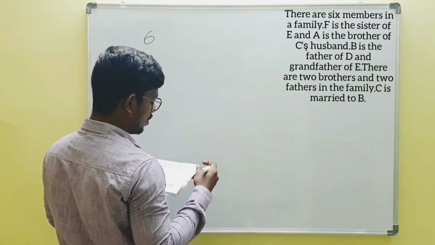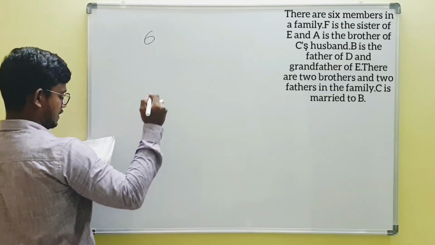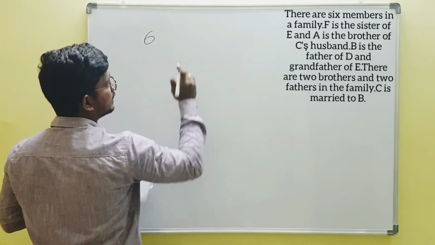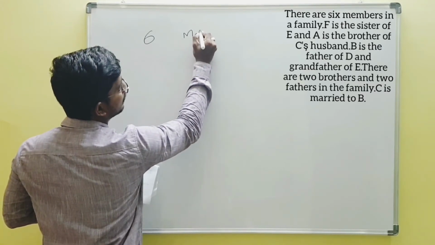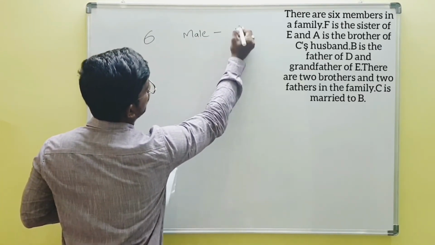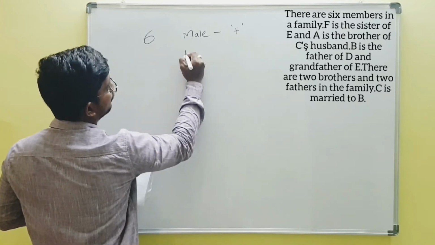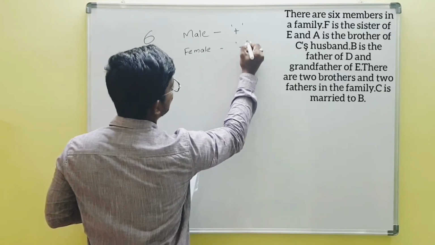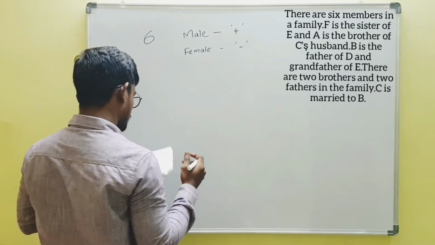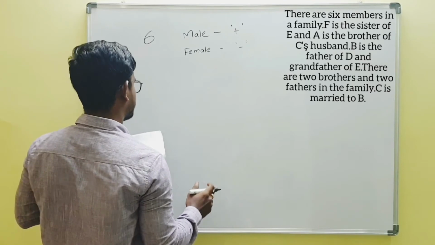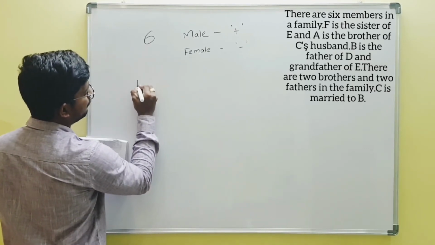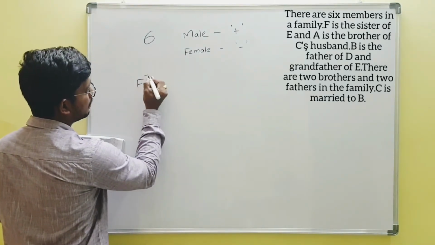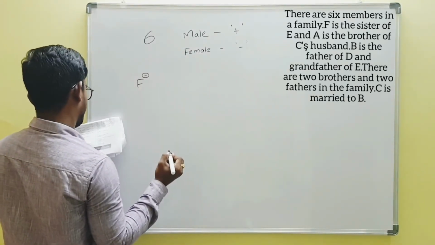F is the sister of E. See, F is the sister of E. In these blood relations, I am indicating male as plus and female as minus. Okay. And now it is given that F is the sister of E. As F is sister of E, which indicates F is a female, so I am taking minus for F.